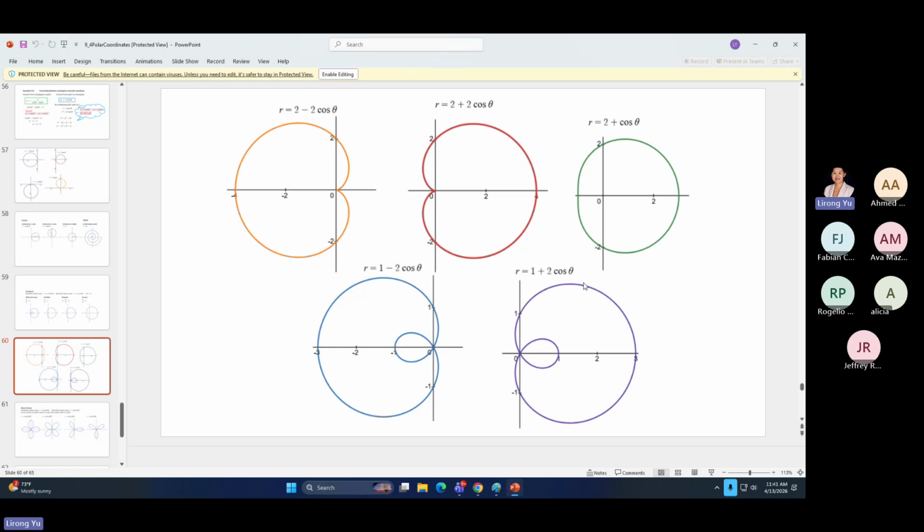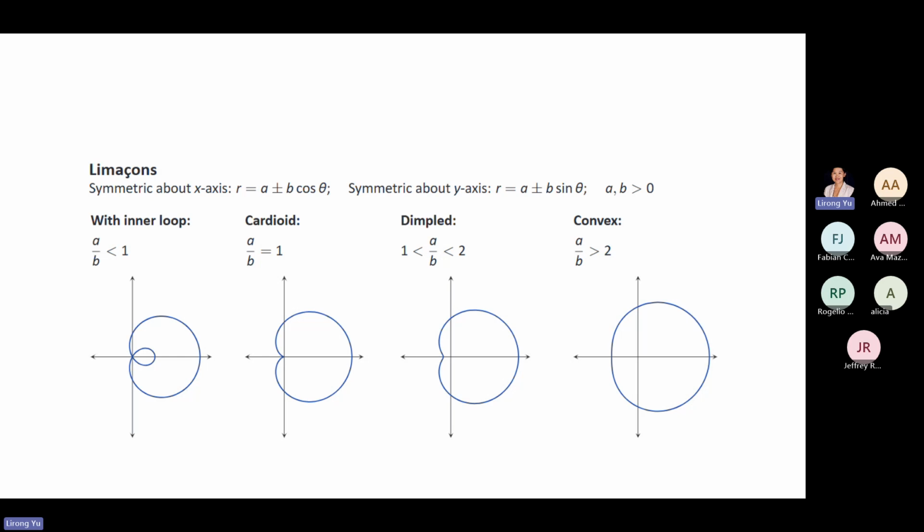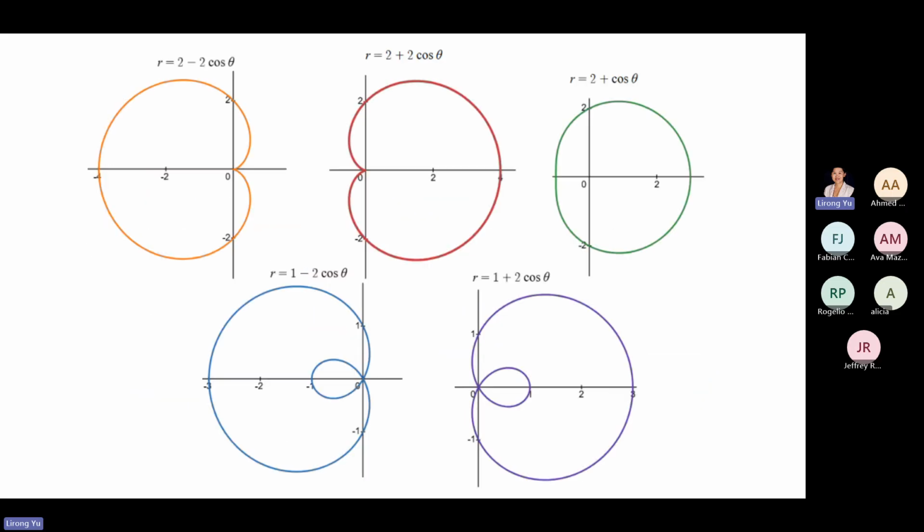Right, so we'll just use the examples to illustrate the four different scenarios. This is A less than B. This is A equal to B. This is A bigger than B. And this is A bigger than twice B. That is the relation between A and B in this limaçon graph question. We don't study this a lot, but at least knowing some of the common pictures, special curves and polar curves, they show up in other classes. That's why they have special names to represent a collection of polar curves that have similar features.